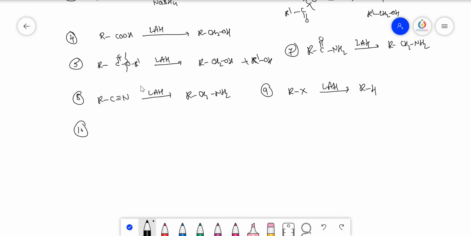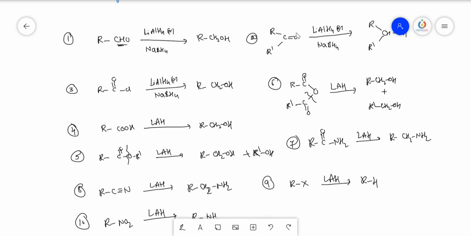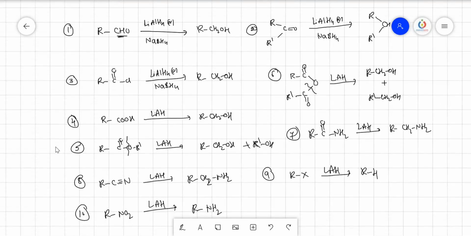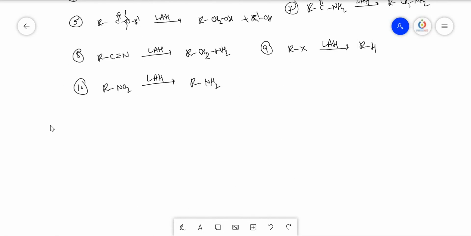And so like this many functional groups, even the nitro group not discussed here. So RNO2, lithium aluminum hydride, this shall be converted to the primary amine. Means in these particular reactions, if you observe one thing, that only for the first three reactions we used both of these reagents, lithium aluminum hydride and sodium borohydride. But for the rest of the reactions, we did not use the sodium borohydride. We used only the lithium aluminum hydride.